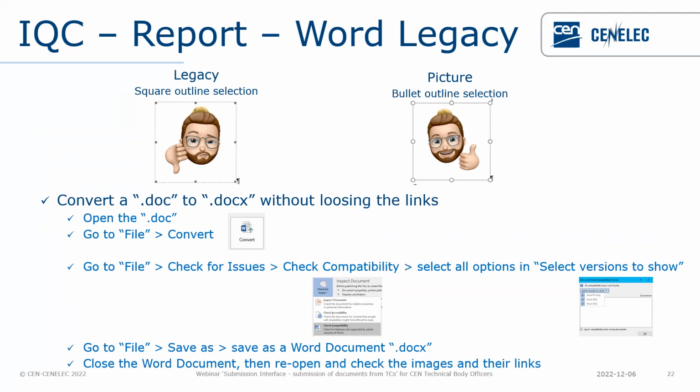There is a way to convert those. It's linked with your Word document. So if it's a .doc, you can convert it to docx. On the File tab, you will have the option to convert it. Then from the file, you can check for issues, check compatibility, and select all the options in the next window. Then you save the document as a docx, close the Word document, reopen it, and check the images in their links, which should be correct.